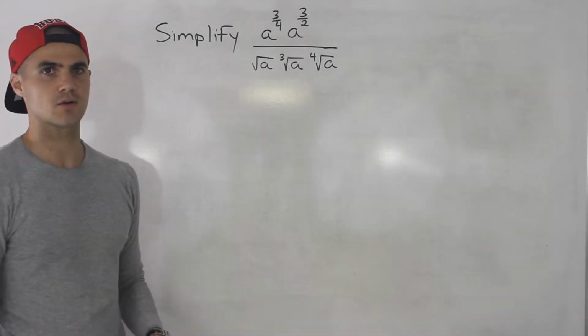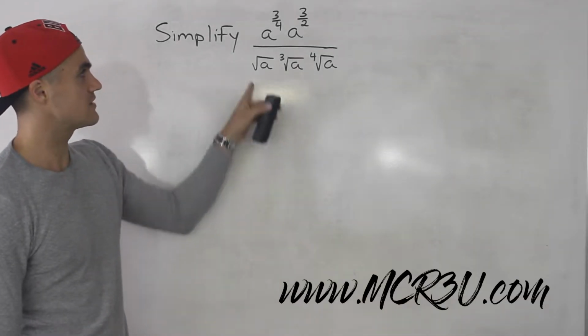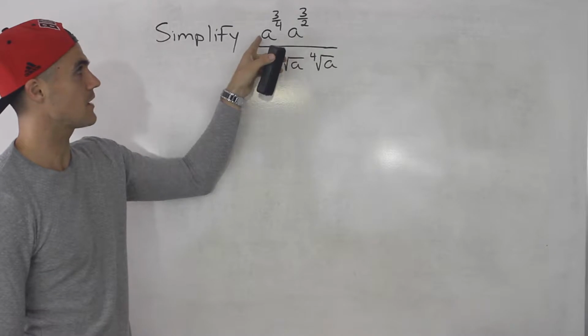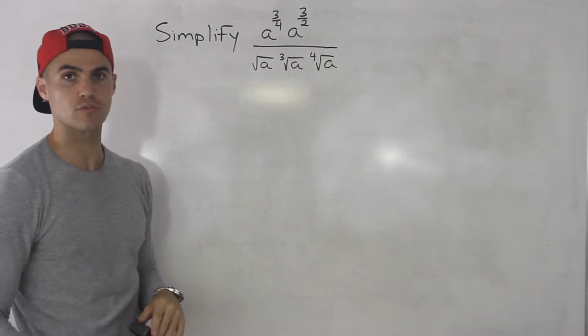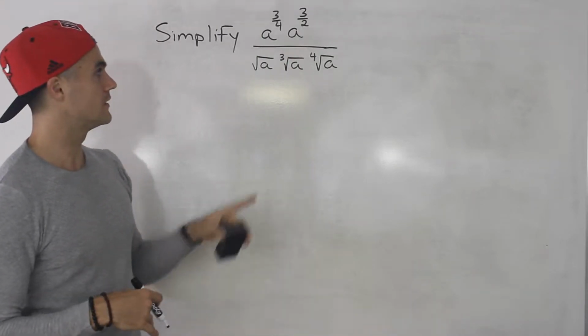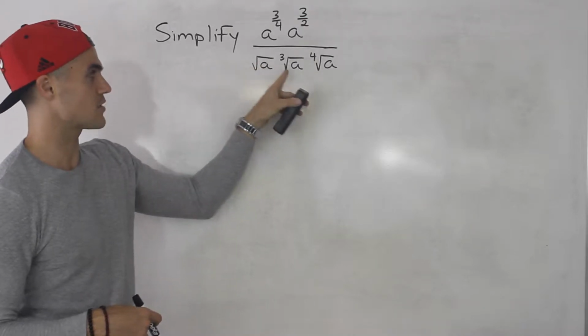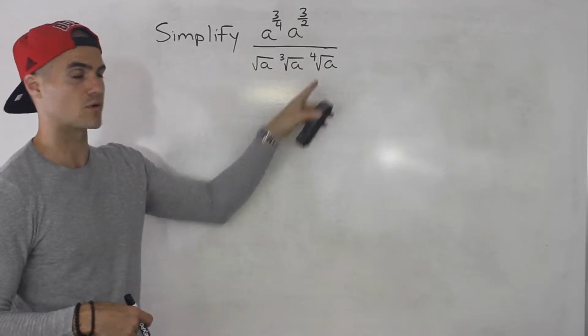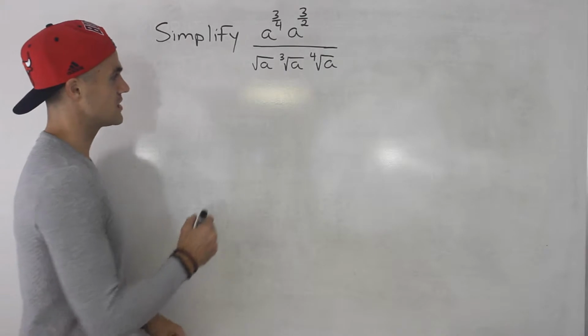Moving on to the next question on the test, we have to simplify this expression here. We've got a to the power of 3 over 4 times a to the power of 3 over 2, that's all in the numerator, divided by the square root of a times the third root of a times the fourth root of a.